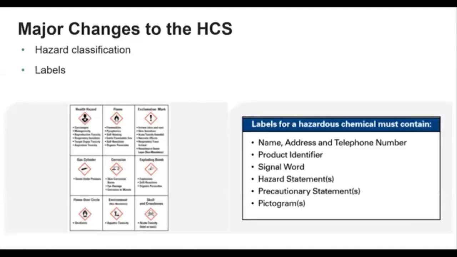Precautionary statements describe recommended measures that should be taken to minimize or prevent adverse effects resulting from exposure to the hazardous chemical or improper storage or handling. 4 types of precautionary statements include prevention, response, storage, and disposal.